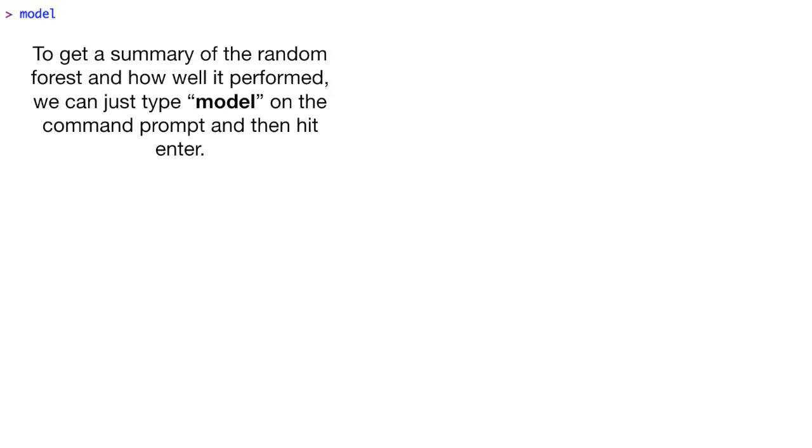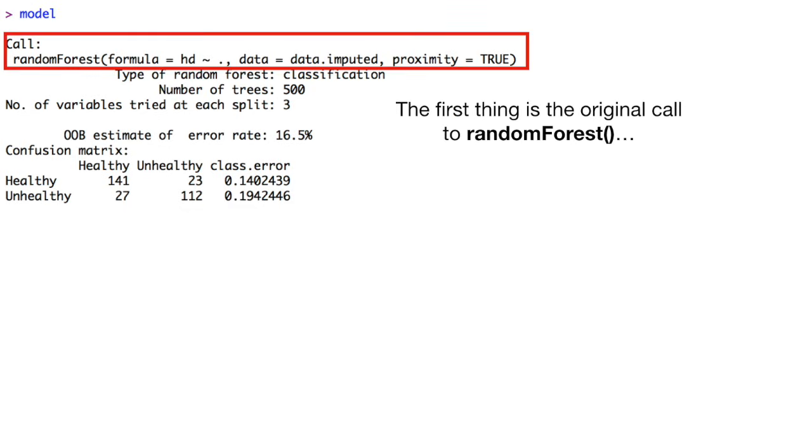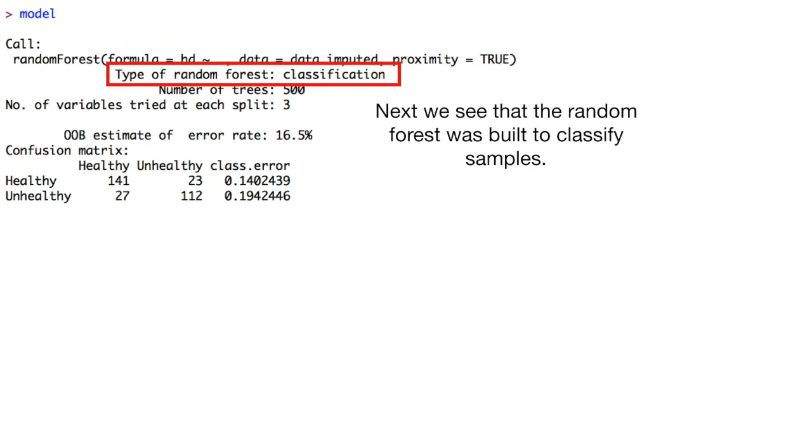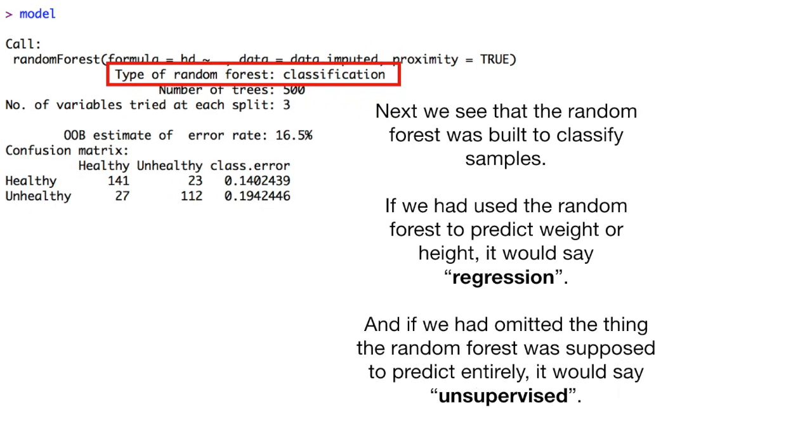To get a summary of the random forest and how well it performed, we can just type model on the command prompt and then hit enter. Here's what gets printed to the screen. The first thing is the original call to randomForest. Next, we see that the random forest was built to classify samples. If we had used the random forest to predict weight or height, it would say regression. And if we had omitted the thing the random forest was supposed to predict entirely, it would say unsupervised.